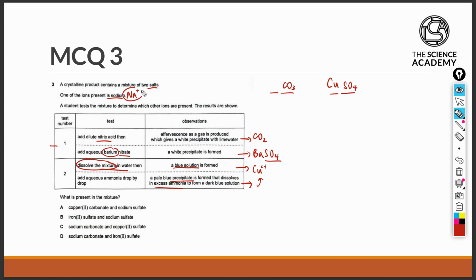Since the other cation is given in the question, we can hence assume that sodium carbonate is going to be the second salt. In this case, Na2CO3 and CuSO4 are the two salts present in the mixture, leaving us with C as the correct answer.